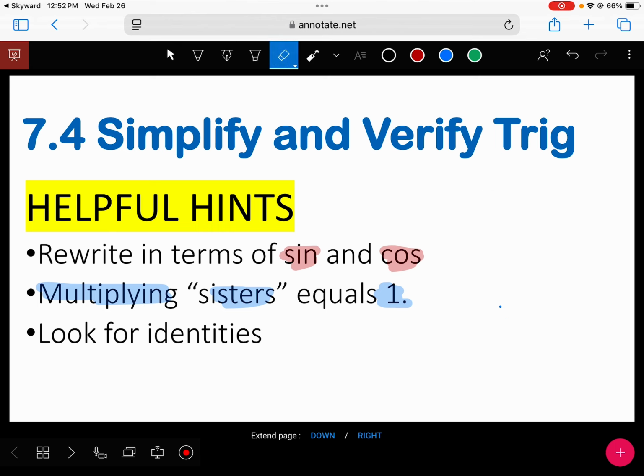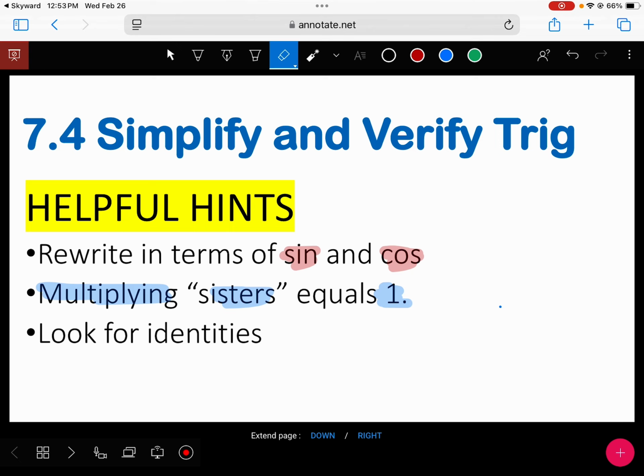Because they're reciprocals. Now, can everybody please take out your pink paper? Because that pink paper is going to be very, very, very important. And if you don't have it, we have some extras over there. Feel free to grab one.